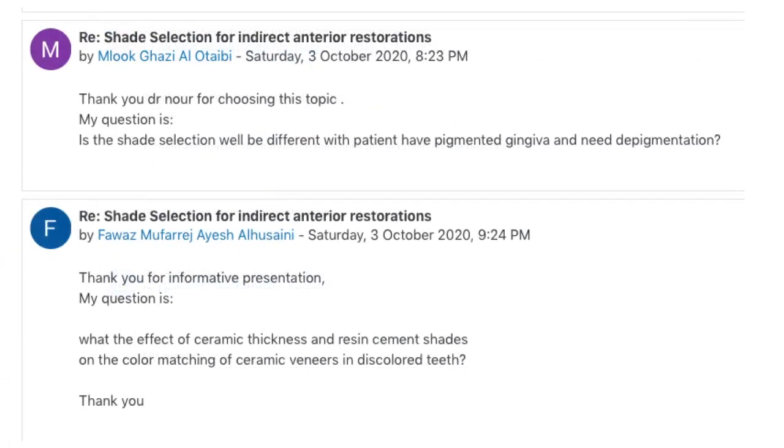Will the shade selection be different for patients who have pigmented gingiva and need pigmentation? Yes, it's important to understand it's not only the color of the dentition, it's also the tissue color, and you have to know how to fabricate the right color that doesn't affect the contrast between the dark gum and light teeth. Try to do a balance. What is the effect of ceramic thickness and resin cement shades on the color matching of ceramic veneers in discolored teeth? Yes, in veneers the resin cement affects it, but in crowns, if we have thickness of more than 2 millimeters, the resin cement will not.